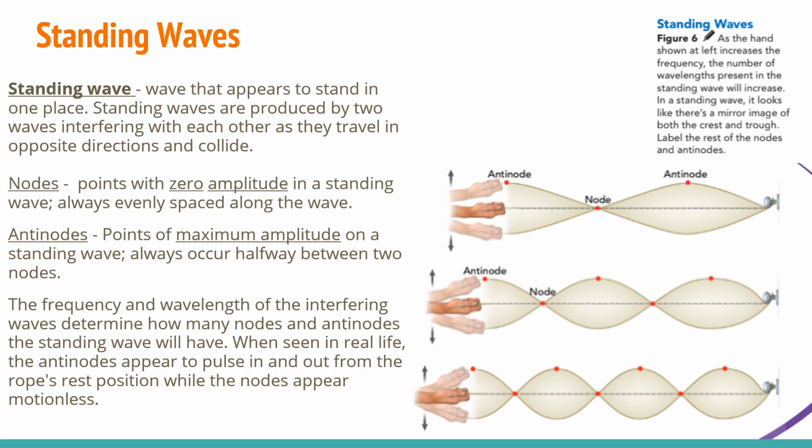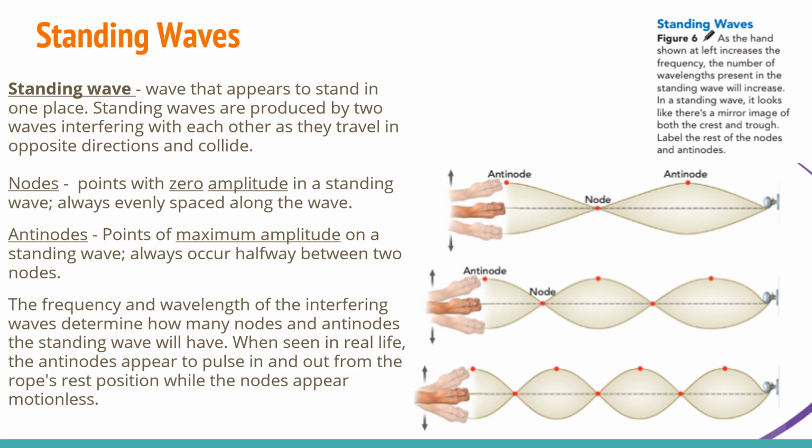When seen in real life, the antinodes appear to pulse in and out from the rope's rest position while the nodes appear motionless. So Figure 6, standing waves. As the hand shown at left increases the frequency, the number of wavelengths present in the standing wave will increase in a standing wave. It looks like there is a mirror image of both the crest and trough.